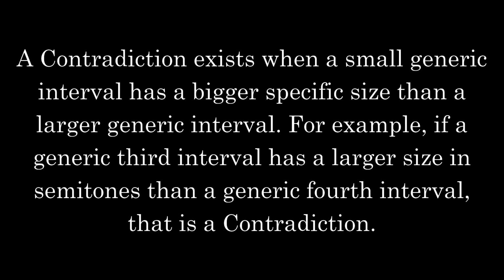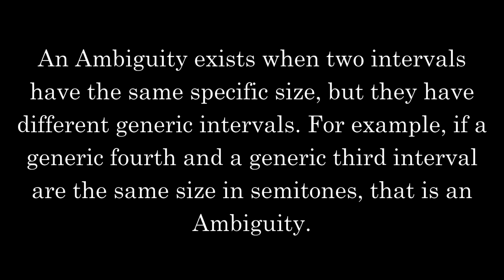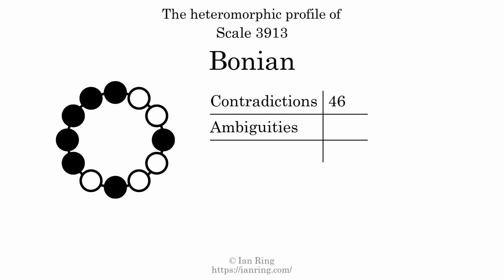A contradiction exists when a small generic interval has a bigger specific size than a larger generic interval. For example, if a generic third interval has a larger size in semitones than a generic fourth interval, that is a contradiction. The number of contradictions in this scale is 46. An ambiguity exists when 2 intervals have the same specific size, but they have different generic intervals. For example, if a generic fourth and a generic third interval are the same size in semitones, that is an ambiguity. The number of ambiguities in this scale is 40.